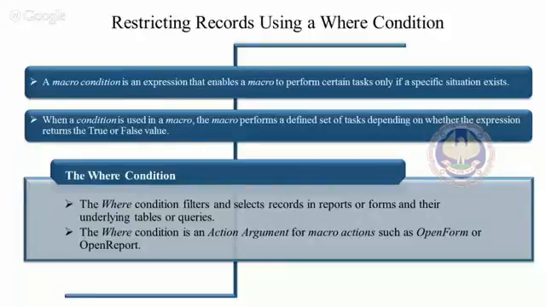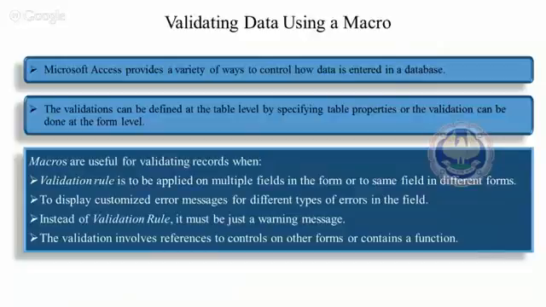The where condition is an action argument. In fact, when I show you the action in the macro, it can be taken as either open a form or open a report. Next thing we look at is validating data using a macro. Microsoft Access provides a variety of ways to control how data is entered in a database. The validations can be defined at the table level by specifying table properties, or the validation can be done at the form level. Just as you know that when we create a table, we have field level validation. So here, with the help of a macro, we are talking about a table validation or a form validation.